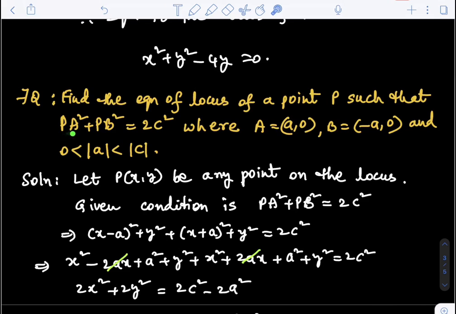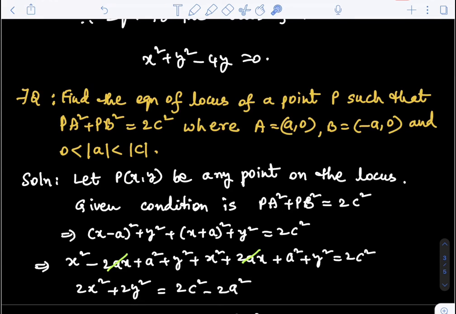Coming to the 7th problem in the section. Find the equation of locus of a point P such that PA square plus PB square is equal to 2c square, where A and B are given as A(a, 0) and B(minus a, 0), and 0 is less than mod a, which is less than mod c. Here also the equation of locus is required. So the first step is: let P(x, y) be any point on the locus. The given condition is PA square plus PB square is equal to 2c square.